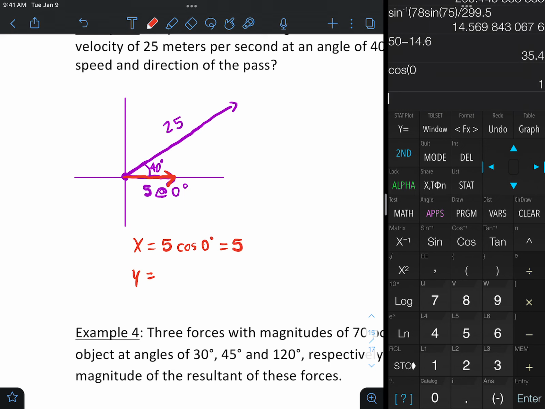And then if you do the same thing with y, 5 sine of 0 degrees, that actually comes out as 0, which means that vector is going 5 to the right and not going up at all, which kind of makes sense there. So this is your component there. If you want to write it in component form, you could write 5 and then 0 like that right there.